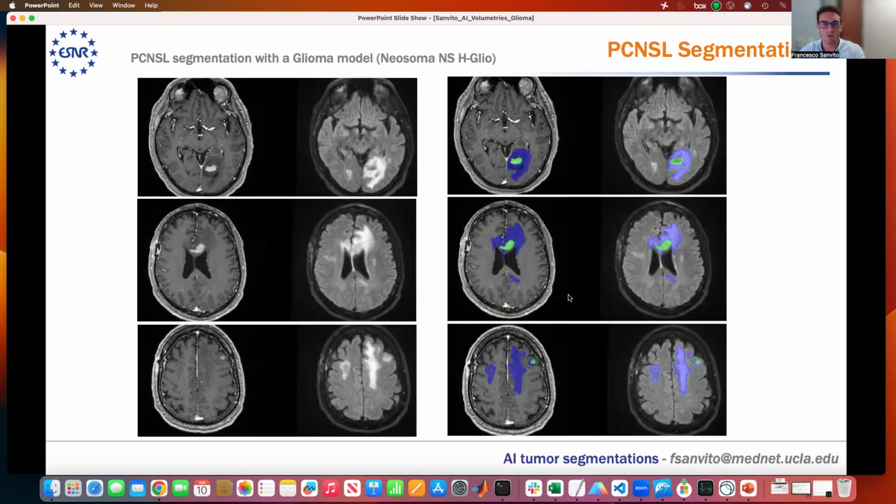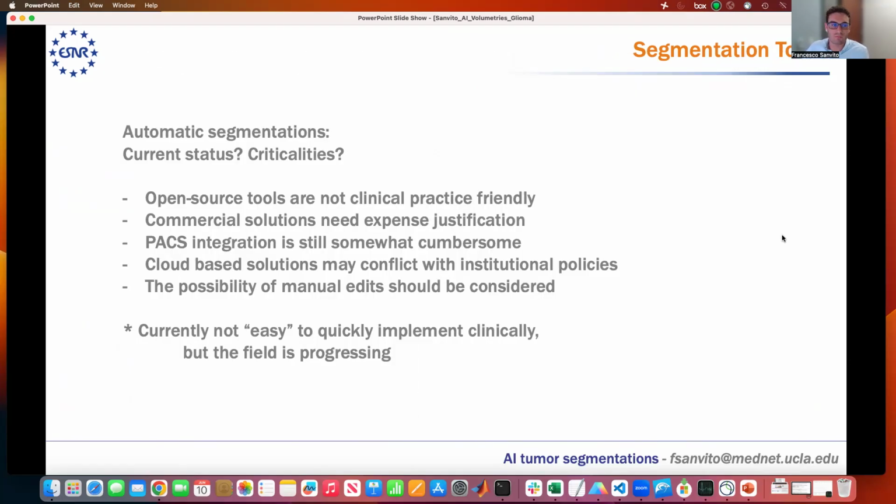And as a separate note, I've been also working on lymphomas lately, and I have been using a glioma model to segment also lymphomas, and it works pretty decently in my own expertise. So maybe that's a tool that can be used.